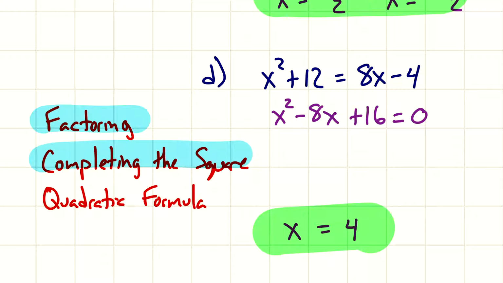That might factor nicely. Also, I notice it's an even number. 8 is a nice even number for your b value, so completing the square could work as well. So it's a 1 in front, which is perfect for completing the square, and that helps with factoring. Again, quadratic formula would work, but I think it still would be more work than the other two.